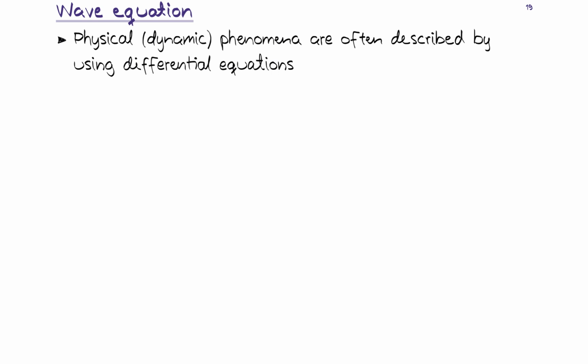So if we think of physical systems and physical processes or phenomena, we are often thinking of dynamic processes, meaning that they change when time evolves or when we go to a different location. And these kinds of phenomena are often described by using differential equations.